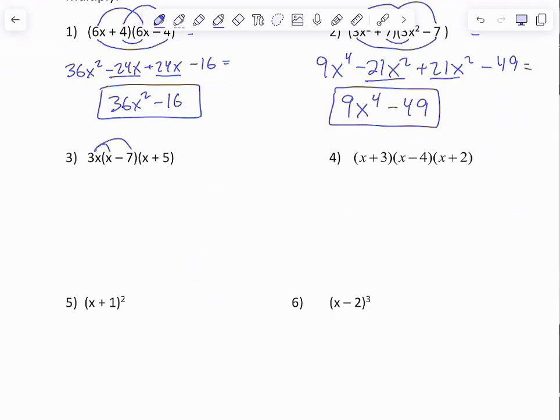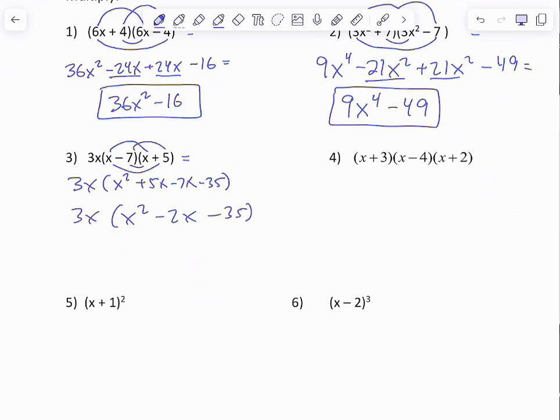You don't want to distribute the 3x to everything. That would be wrong. The best way to do this problem is to do FOIL first. So I'm actually going to rewrite the 3x and do FOIL. If you could do the FOIL part in your head and add like terms, you could do that. I probably wouldn't do that unless I'm sure I know what I'm doing. But I would do first, outer, inner, last, and then combine like terms. There's really nothing new there, so I kind of did it a little bit fast. Today's notes are not meant to be something that's all new.